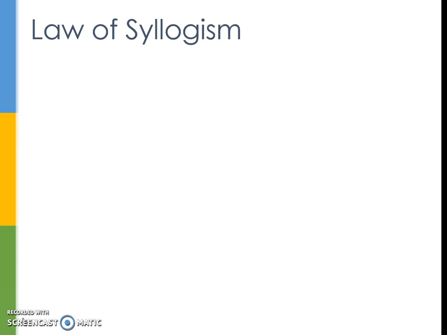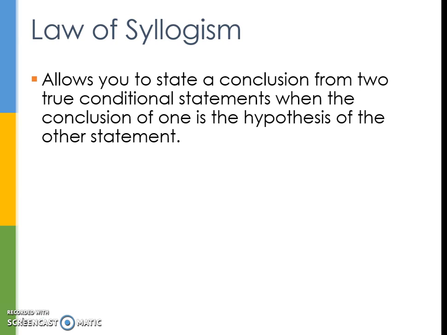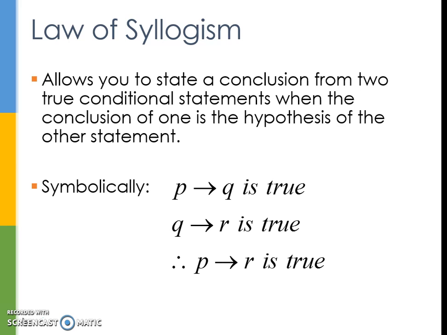Law of syllogism allows you to state a conclusion from two true conditional statements when the conclusion of one is the hypothesis of the other statement. Symbolically, P then Q is true, Q then R is true, therefore P then R is true.